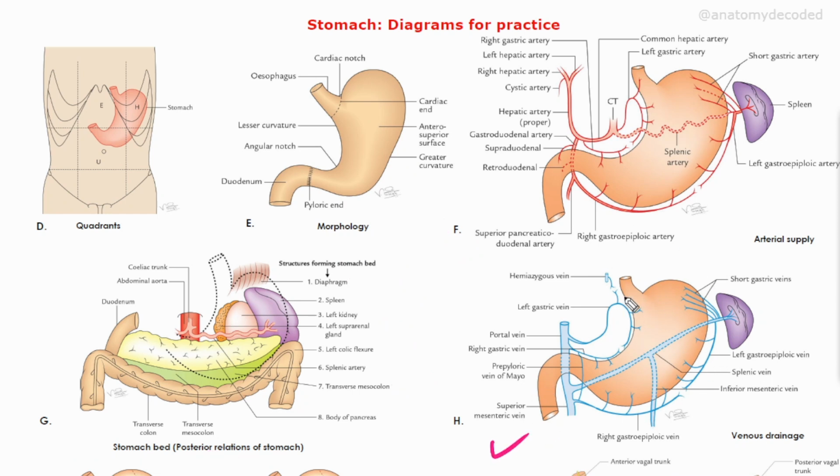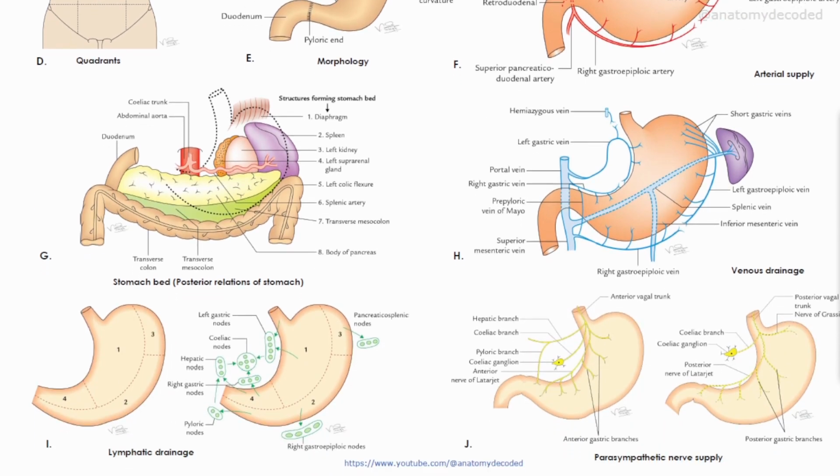So veins correspond to the arteries, and ultimately it drains into the portal vein. Okay, and then there is a diagram for lymphatic drainage of the stomach. Look at this diagram. In lymphatic drainage you can just draw the shape of the stomach and draw 4 quadrants like this and number it properly: 1, 2, 3 and 4.